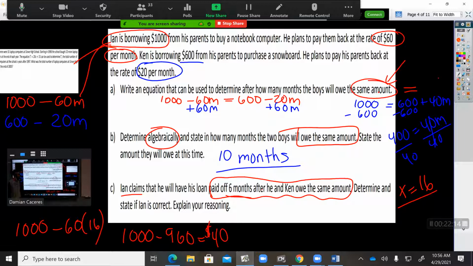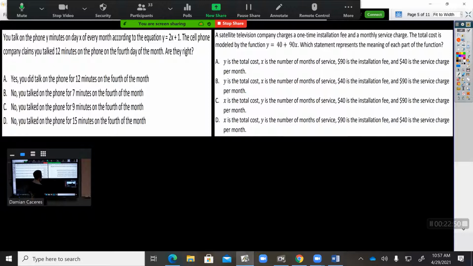Did he pay off his balance? No, he didn't get to pay off his balance. He still owes 40 bucks. So the answer is no, he still owes 40. Does that make sense? I know it says explain your reasoning. That's enough explanation for me, this work. Any questions? All right, let's move on to the next page.